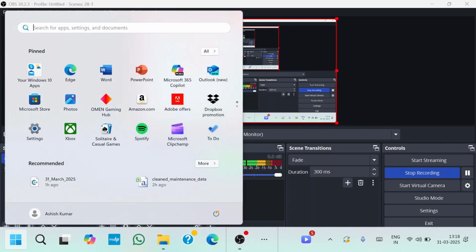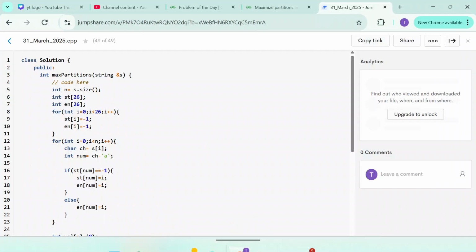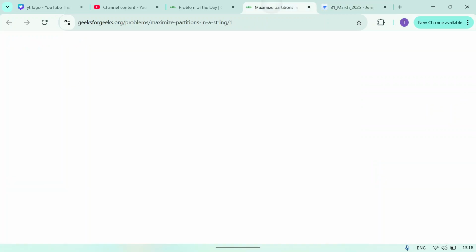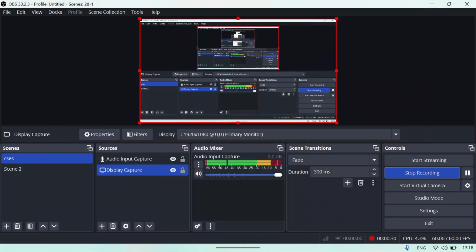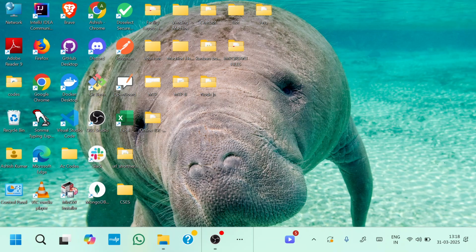Let's solve today's POTD. So in today's POTD, we are given a string of all lowercase English alphabets, and our task is to maximize the number of substrings formed after possible partitions, possibly zero, of string S, such that no two substrings have a common character. Let me explain the question first, so that you can get a clear idea.